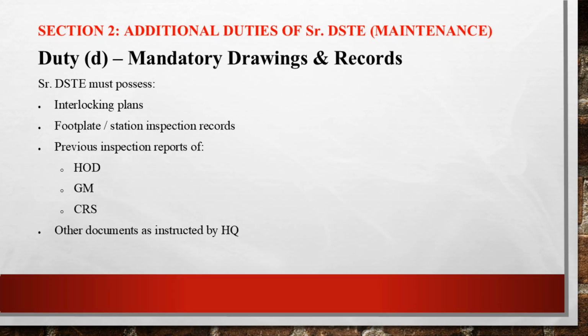Mandatory drawings and records. During inspection by senior officers such as DRM, GM, PCSTE, CRS or Railway Board officers, the Senior DSTE must have interlocking plans, footplate and section inspection records, previous inspection reports, and any other documents required by headquarters. This ensures transparency and preparedness.